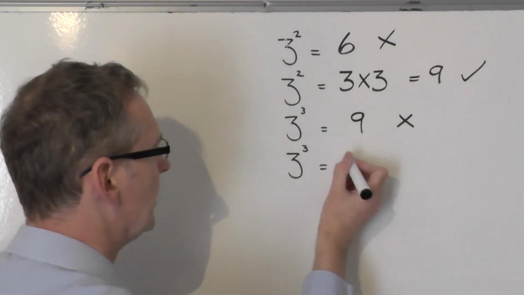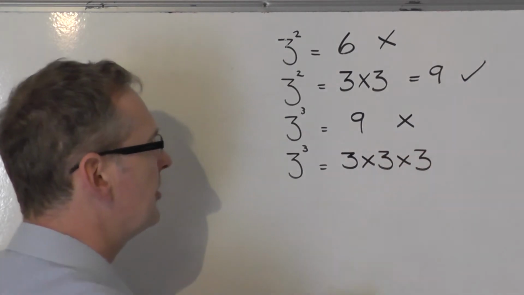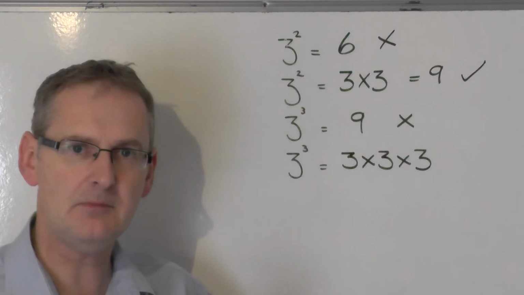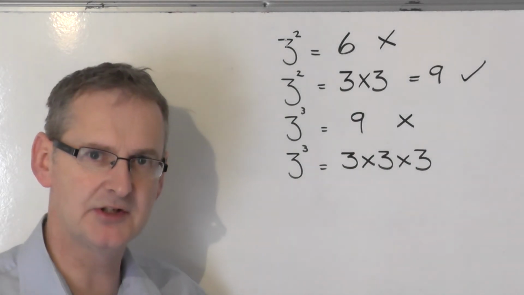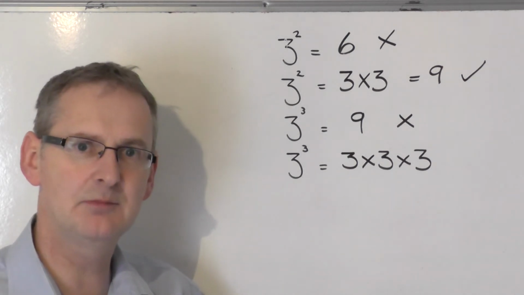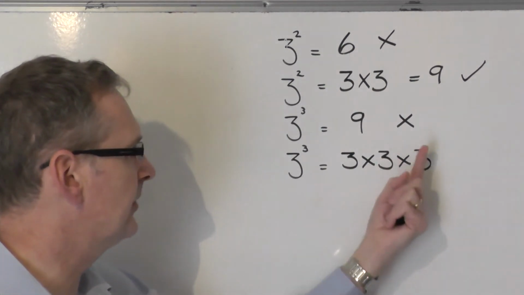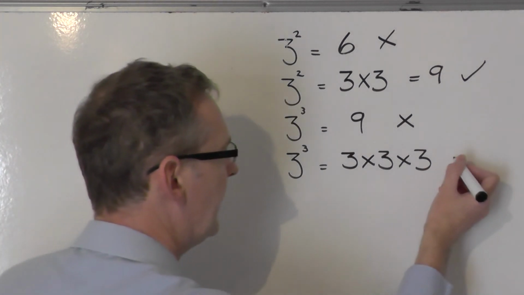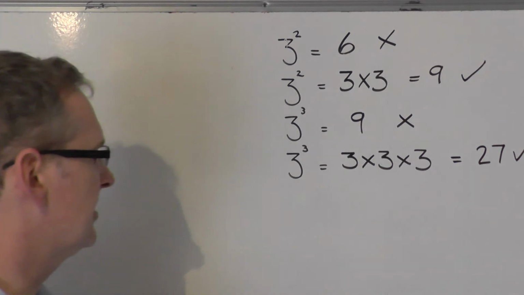Well, just remember, it's really simple. Write it out slowly in longhand. 3 cubed means 3 times 3 times 3. Yes, it's a multiplication sum, and yes, there are 3 3's in that sum, but it doesn't mean 3 lots of 3 which equals 9. What it means is you have 3 times by itself times by itself, and if you work that out you get an answer of 27, which is the correct answer.